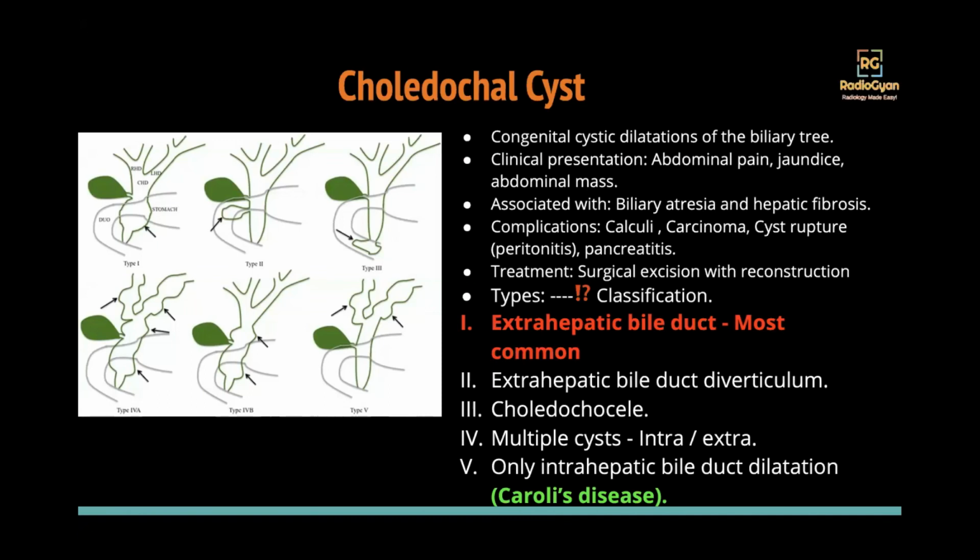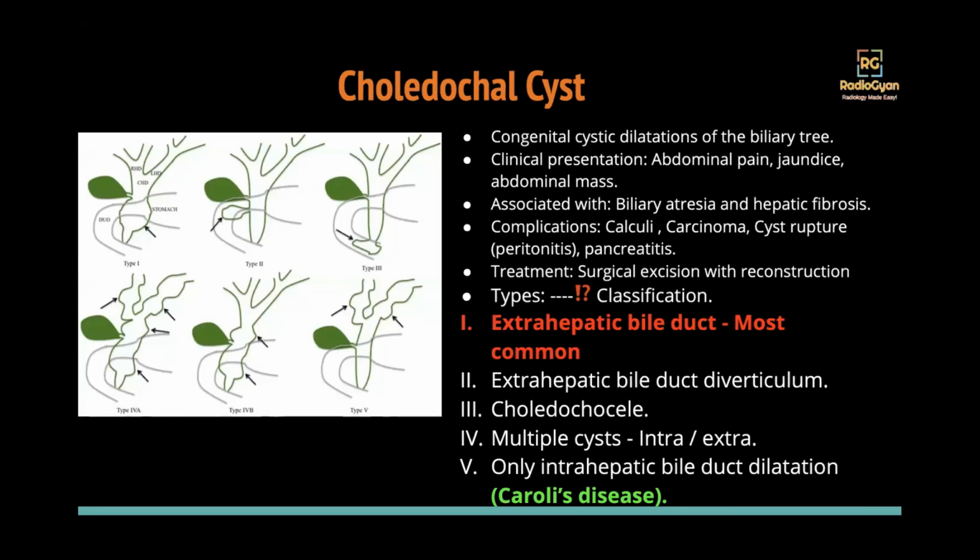That includes calculi, because there is bile stasis that gives rise to calculi. Again, because bile can cause irritation to the mucosa, it is static bile, not normal bile which is flowing, but if there is bile which is stagnant for a long period of time, that can irritate the mucosa and give rise to carcinoma. And lastly, cyst rupture is very rare. Because these are associated with calculi, they can cause pancreatitis. The treatment is surgical excision with reconstruction.